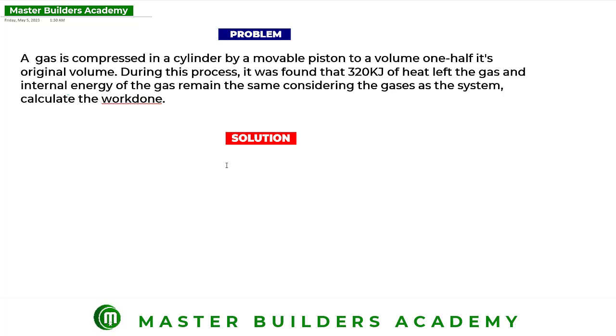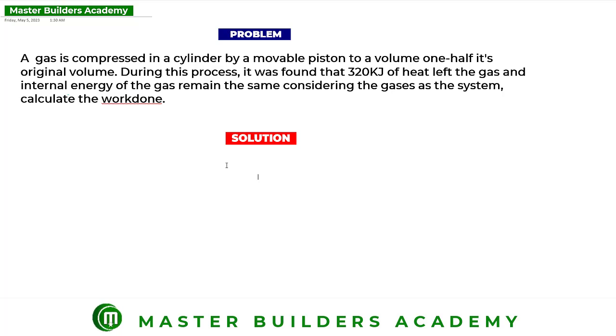Okay, so a gas is compressed in a cylinder. This is a system. Now, cylinder is a system, by a movable piston to a volume 1/2 its original volume. Full stop. During this process, it was found that 320 kilojoule of heat left the gas, and the internal energy of the gas remains the same, considering the gas as the system.